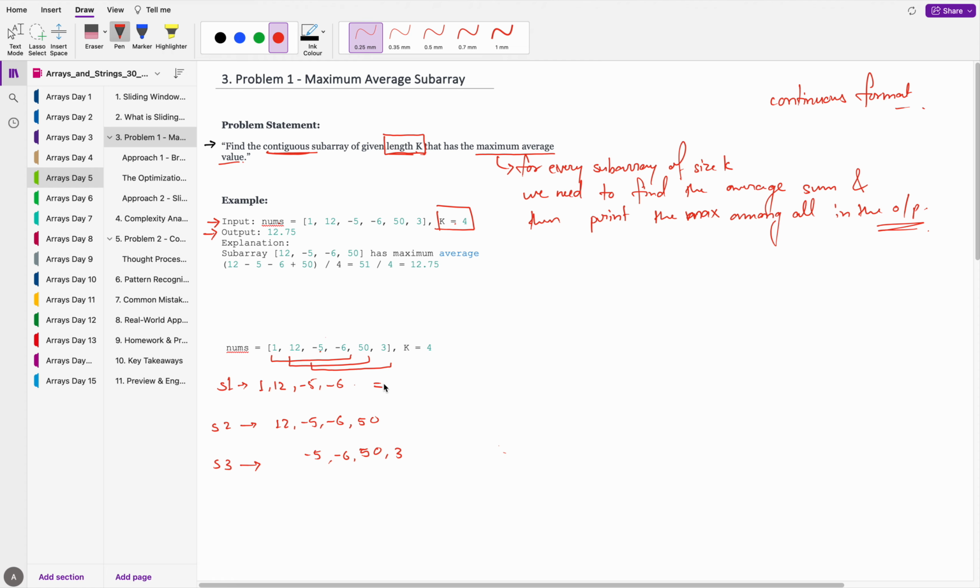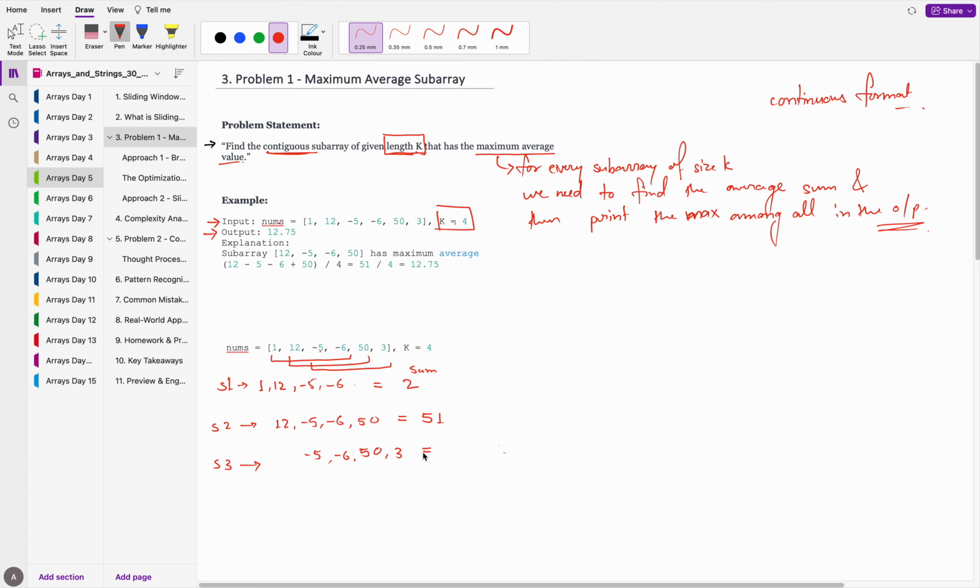If I were to calculate the sum, how much would it be? 12 plus 1 is 13, and 6 plus 5 is 11, 13 minus 11 is 2, correct? Sum would be 2. Let me write it here. What would be the sum here? 12, and this is minus 11 and 50. 12 minus 11 is 1, 50 plus 1 is 51.